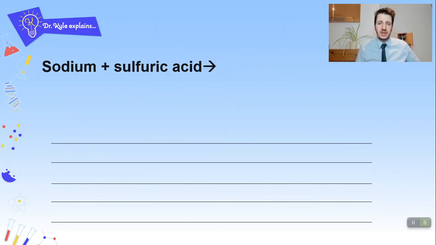So what I want you to do is have a go now. You've got sodium plus sulfuric acid. So I want you to essentially try and complete this equation, come up with the symbol equation as well if you can. Okay, so sodium then. So first of all, I'm thinking sodium is a metal plus an acid. And therefore, what do I know? Metal plus an acid is a salt plus hydrogen.